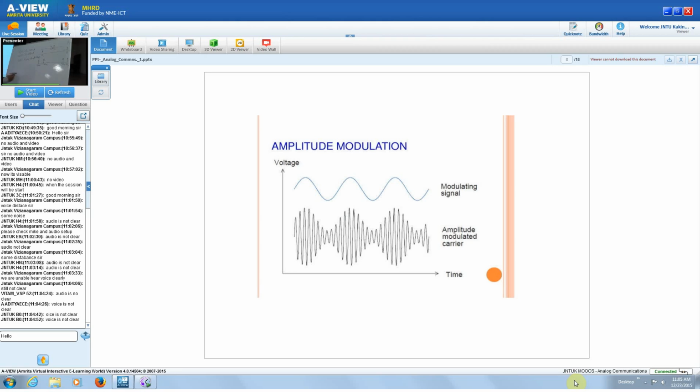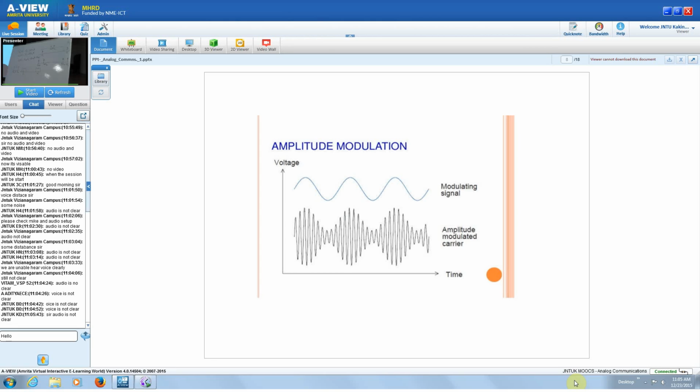Then we have seen that if we have an arbitrary modulating signal with a spectrum like this, with 0 to FM, then the frequency translated signal will have a spectrum like this, with the center frequency being the carrier frequency.